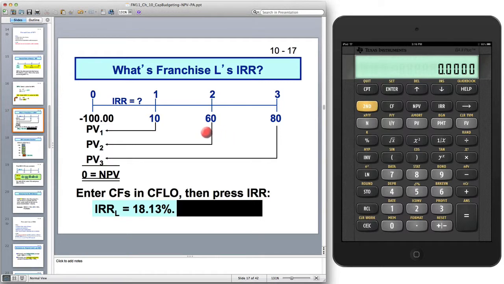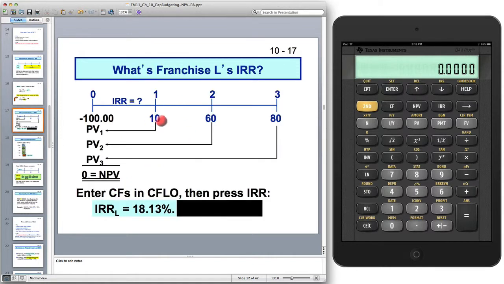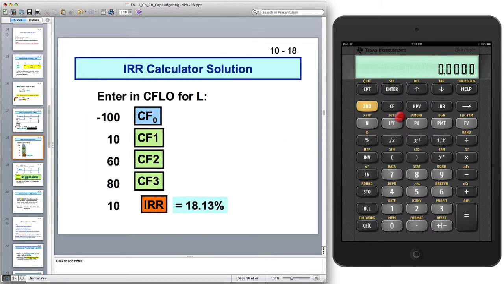So the basic timeline setup is like this. If you have a $100 cost and the cash inflows are $10, $60, and $80, on a timeline this is represented as your cost, minus 100, and your future cash flows, which are inflows, 10, 60, and 80. So you want to discount them and add these entities, and the rate at which the sum of these will be 0, that will be your internal rate of return. To do this, we use the calculator.